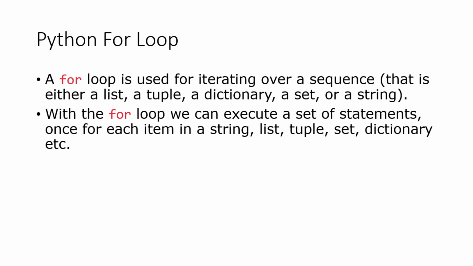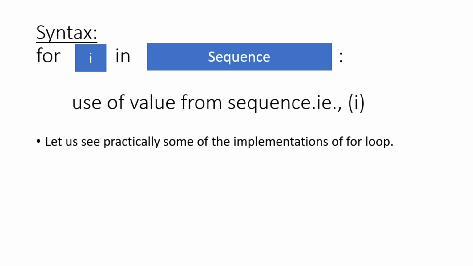With a for loop, we can execute a set of statements once for each item in a string, list, tuple, set, or dictionary. I have already told you this. Now let us understand the syntax of the for loop. The syntax is very simple. We first write the keyword for. After that, we declare a variable name in which each value from that sequence will come and we can use it in our program. After that, we use the in keyword, and after that we write our sequence, from which we iterate each individual value in our program.